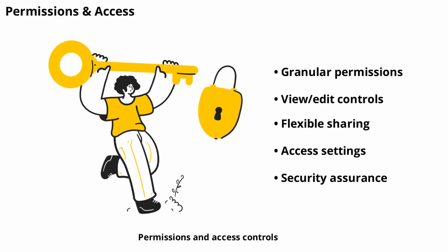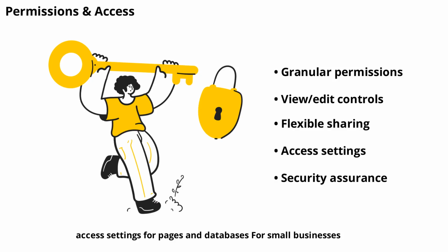Permissions and access controls protect sensitive business information. Airtable allows granular user permissions, controlling who can view or edit data. Notion offers flexible sharing and access settings for pages and databases. For small businesses, managing permissions ensures security and collaboration. We'll discuss how each platform handles access control.